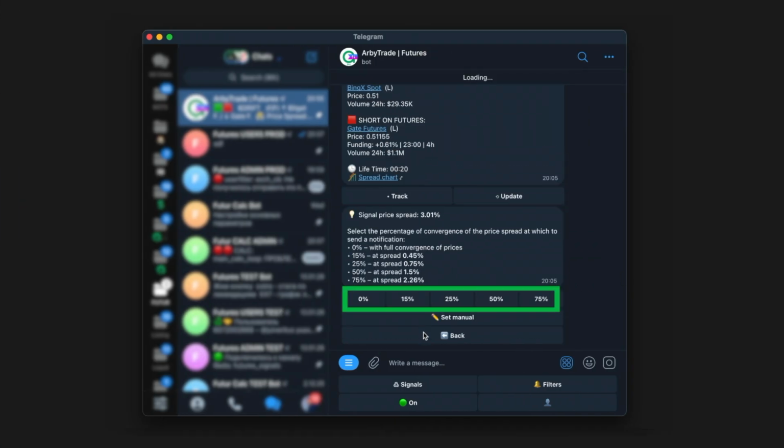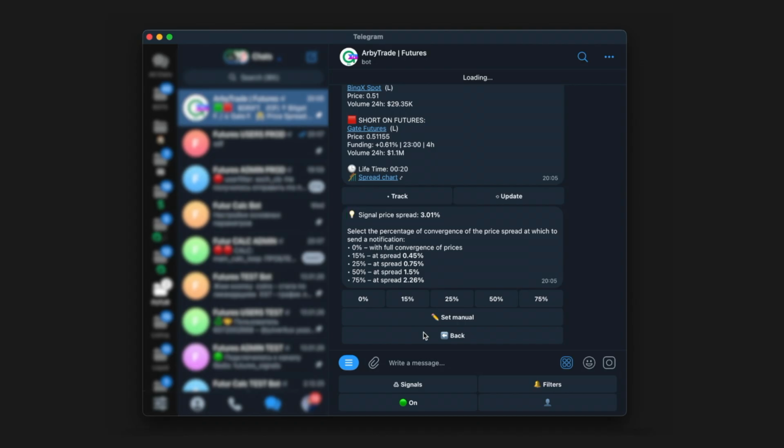In the bot, you can choose from preset spread change values or manually set the exact spread level at which the bot should send a convergence notification. It's important to note that the preset values refer to the percentage change in the spread, not the spread percentage itself. For example, suppose the initial spread at which we opened the trades was 3%.